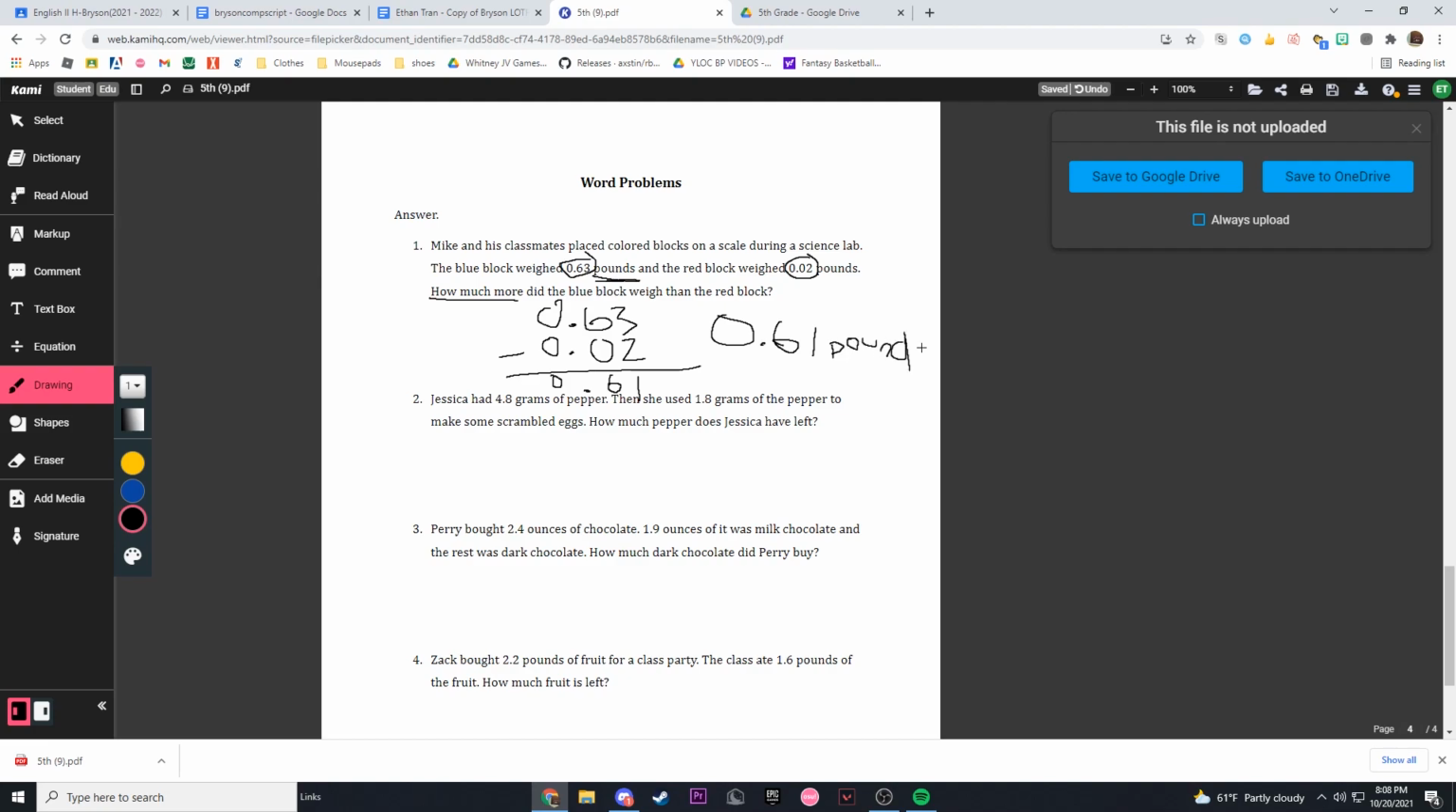Don't forget to label your answer based on the question. So for number 1, our answer will be 0.61 pounds. That's all for this lesson, and I hope you found this helpful.